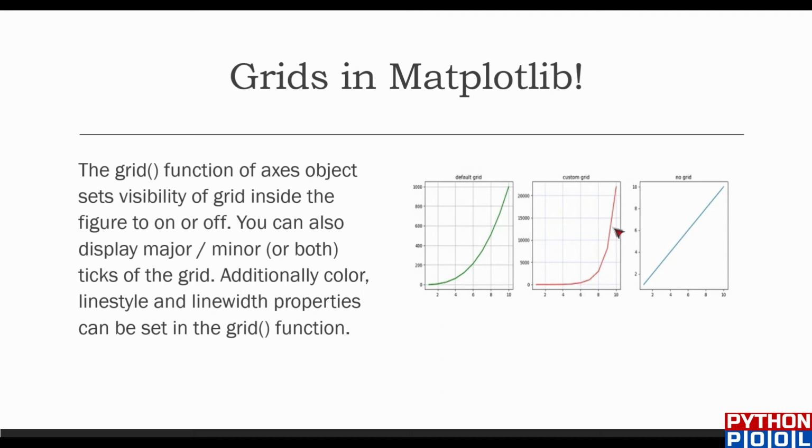This is a perfect example. In the first graph, I'm using the default grid offered by matplotlib. In the second graph, I'm customizing the grid according to my needs. And in the third graph, I'm using another type of graph which has no grids. So these three types of grids we could use in matplotlib. Let's see the program for these types of graphs.